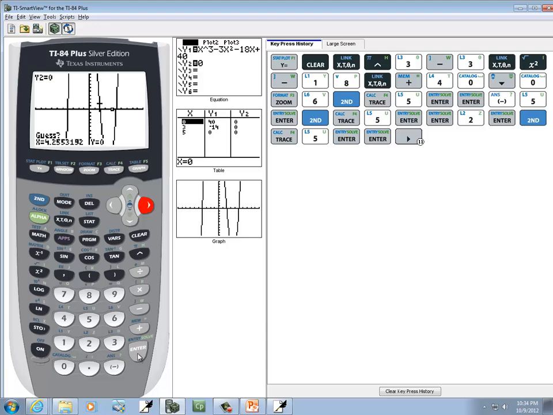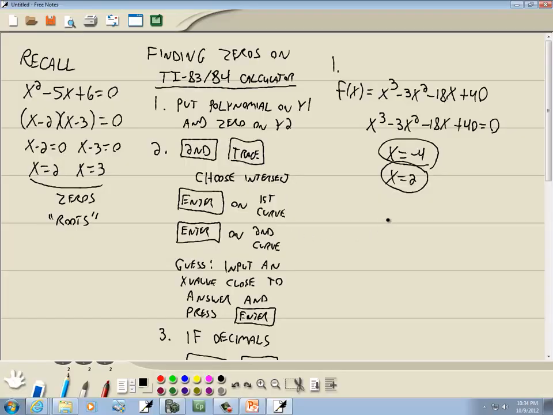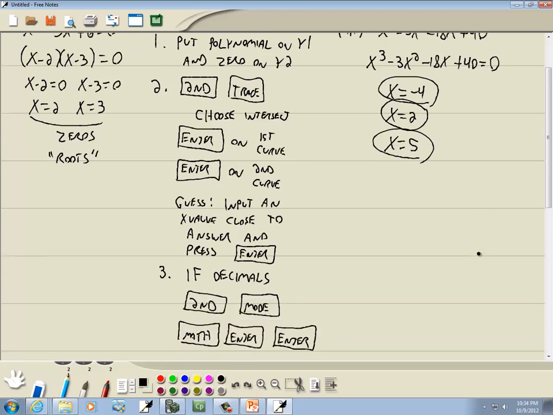Now it doesn't have to be right on top of it. And I'll go ahead and press enter. And it comes back and tells us this intersection is x equals 5. Now our largest power is x to the third. We just found 3 answers, so we're done with that problem.